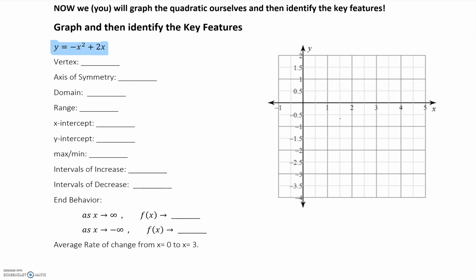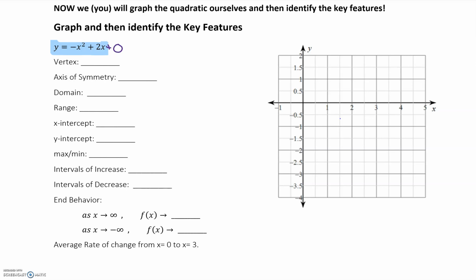When we look at this, you should be thinking that this is in standard form for us. The only thing that's missing is our c value. So if you need a c value, you can put it in, it's plus 0. Once we have that information, we really know where to start and how to get what we need.